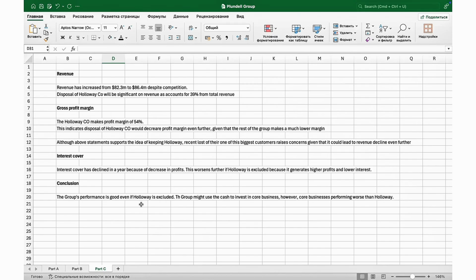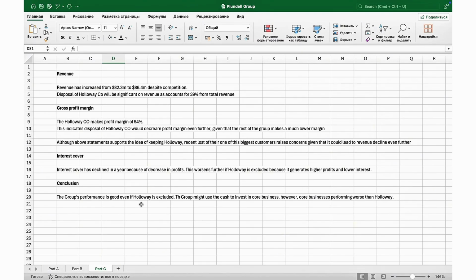Always mention the changes when you are explaining performance assessment. For example, revenue has increased from 82 million to 86 million dollars, and mention the reason why it has increased or decreased, or despite something. Maybe in our case, revenue increased despite competition.